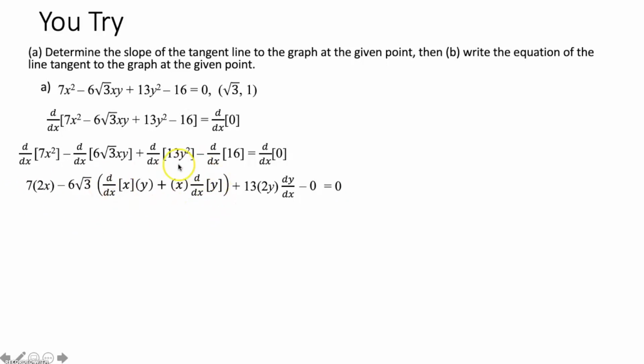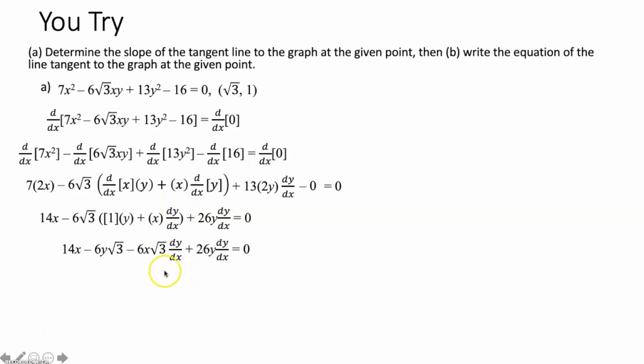Here, I need to simplify this in here. So the derivative of x with respect to x is just going to be 1. The derivative of y with respect to x is just going to be dy/dx. And then I have this 6 rad 3 multiplied out front. Over here, 13 times 2y times dy/dx is just 26y dy/dx. I need to now distribute this negative 6 rad 3 to the y, or the 1y, and the x dy/dx.